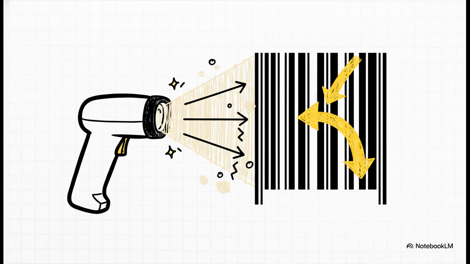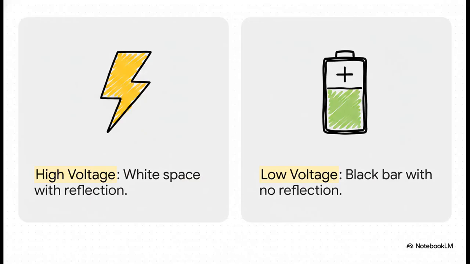The black bars absorb that light, but those white spaces act like tiny little mirrors, bouncing the light right back into the scanner's internal sensor, which is called the photoelectric cell. Next up, in step 2, that cell translates the bouncing light into electrical waveforms. When the cell sees a bright, white space reflecting a ton of light, it generates a high voltage. But when it hits a dark, non-reflecting black bar, the voltage instantly drops to low.